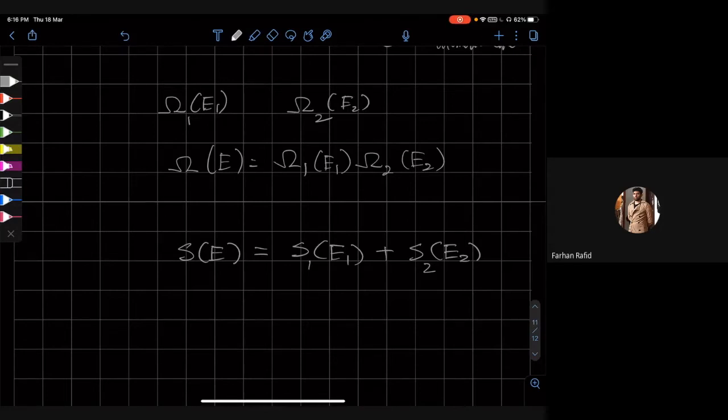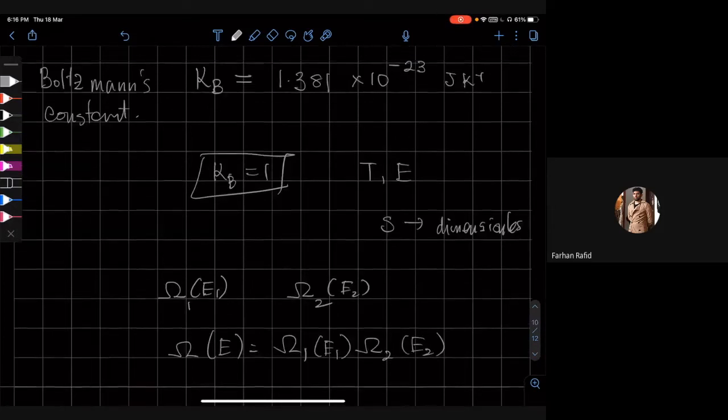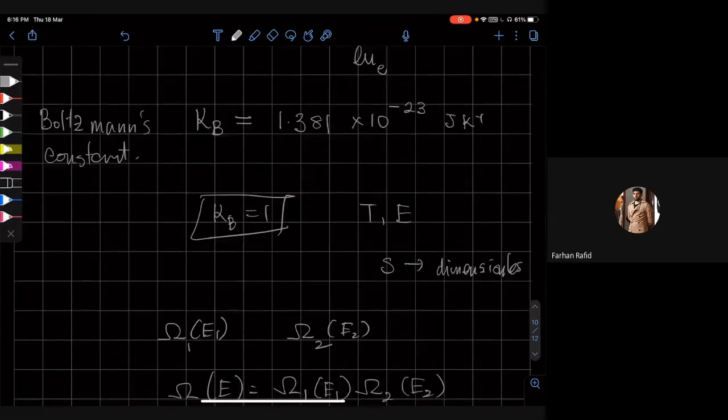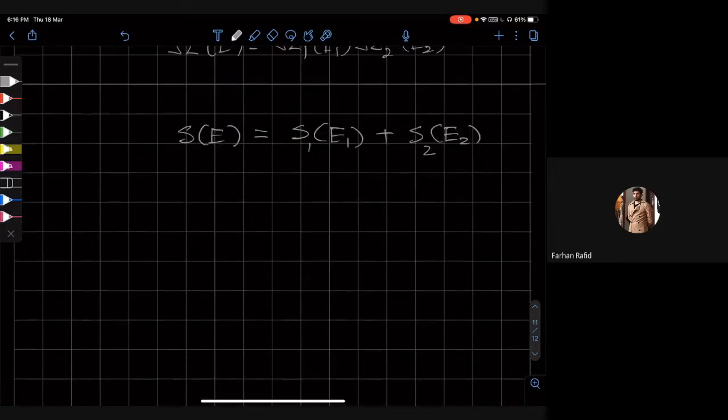Because of the log, entropy becomes an additive quantity. The other thing is that this definition of entropy, because of the log, somewhat tames large numbers. So the large numbers are somewhat tamed because of the log.